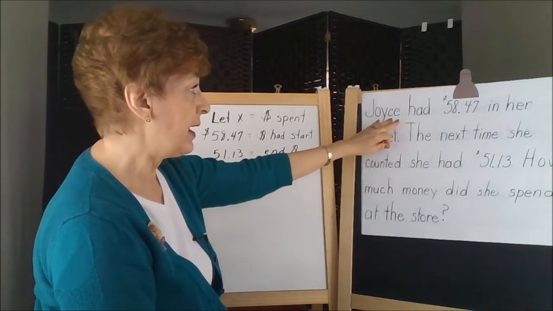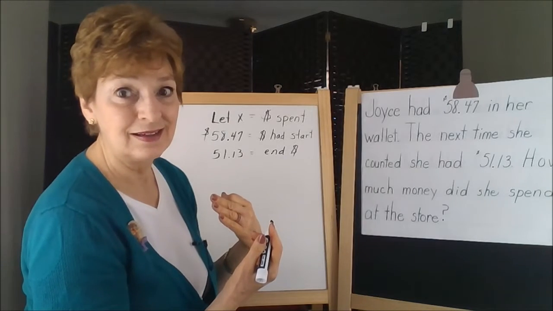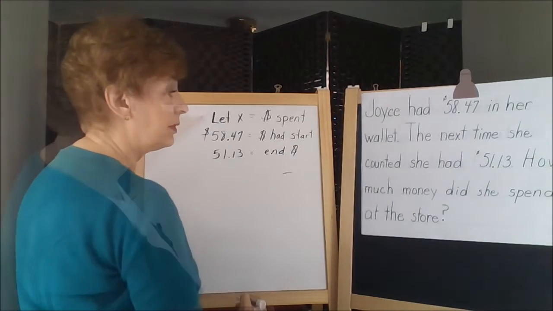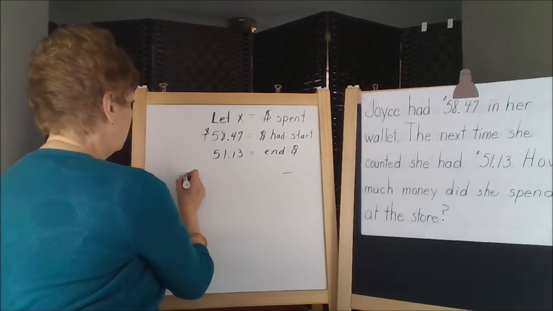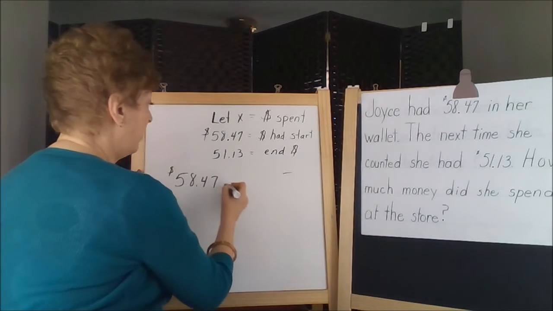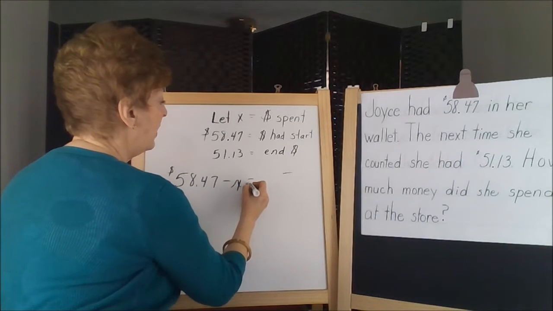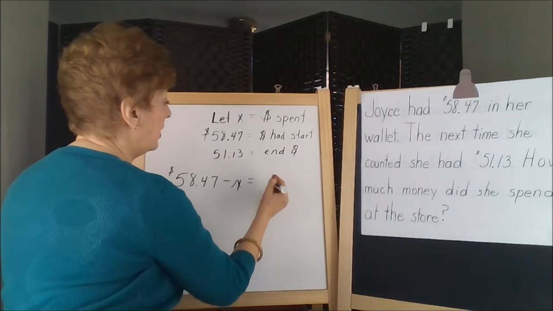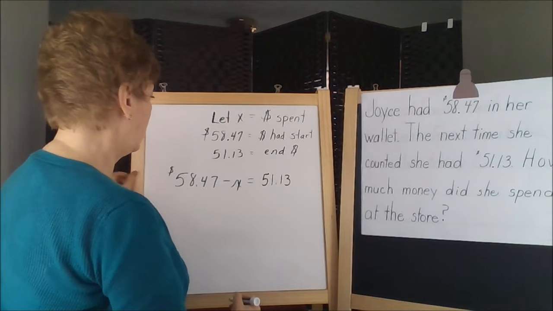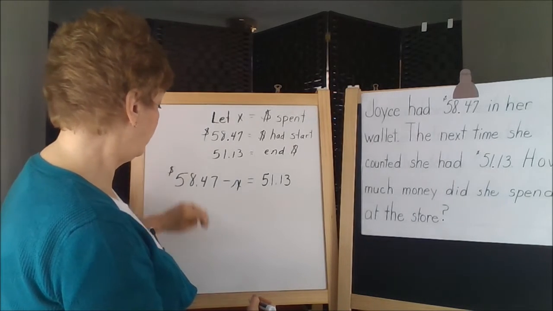All right, so here we have a had. She had this, and then later on she had less. So it seems to me to be a subtraction problem. So let's take the money that she had at the start, and she spent some of it, but we don't know what she spent, so that could be our X. And then at the very end, she counted the money and had $51.13. So this equation represents the information that we just took our notes on.